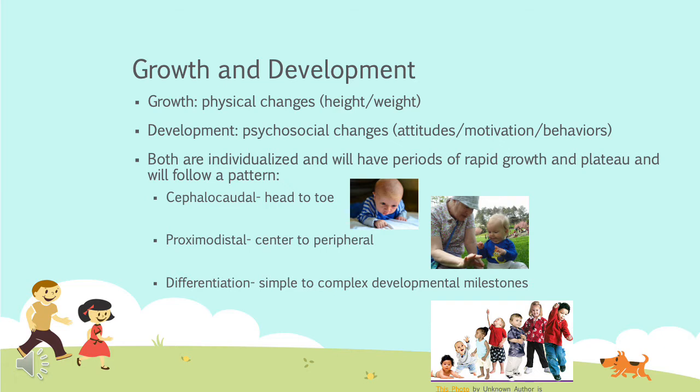Both are individualized, so just because someone is 2 doesn't mean that they're going to hit all the 2-year-old developmental milestones. Everyone is going to hit milestones at a different pace. And there's also going to be fluctuation within meeting those milestones. You'll have moments where a child will have rapid growth and then all of a sudden plateau for a certain amount of time and then start back up again. So it's never going to be consistent and steady.